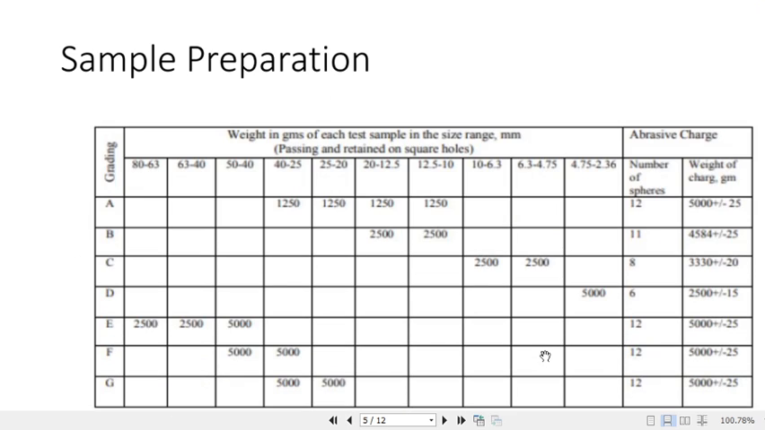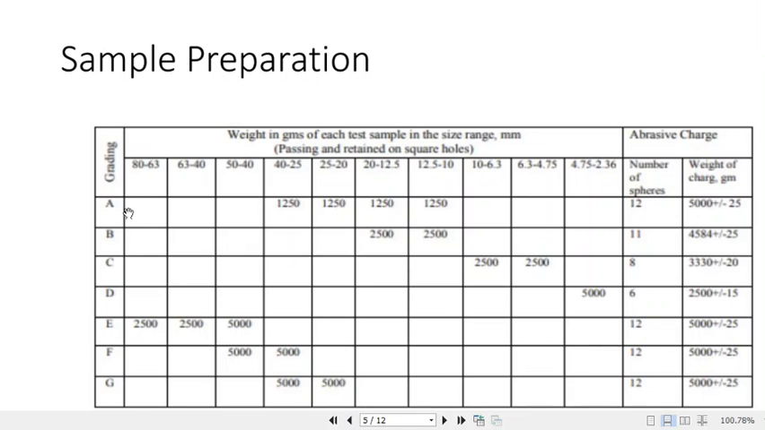Now for the sample preparation, for the abrasion test our sample is coarse aggregate. There are different gradings of the coarse aggregate, and as per the IS code these gradings are divided as A, B, C, D, E, F and G. The grading depends on the different surfacing of the aggregate and the necessity of its use in different areas. As per the necessity, you need to choose different gradings of the aggregate.